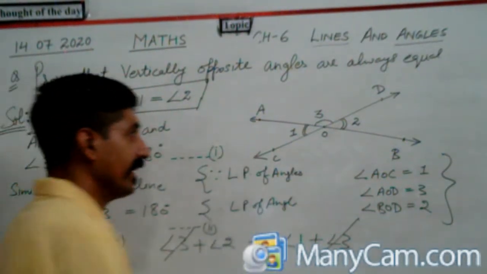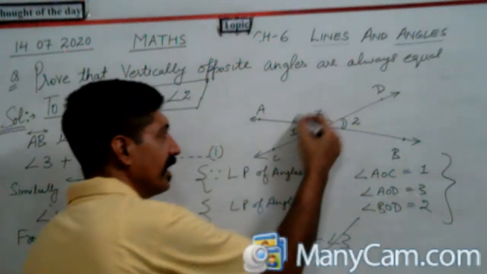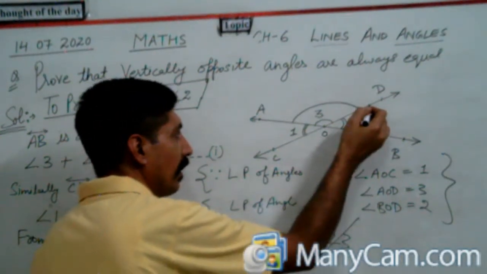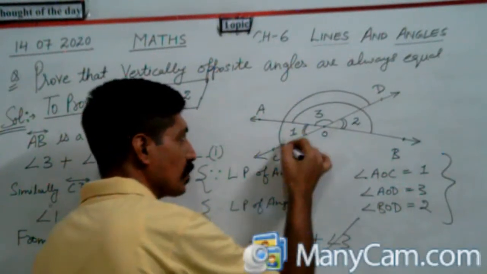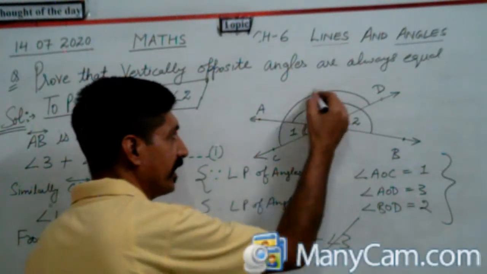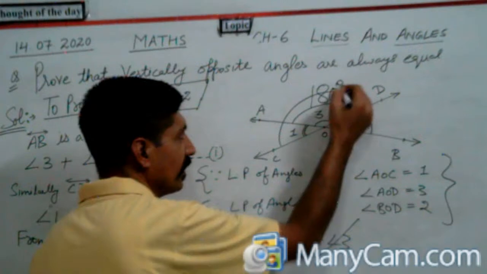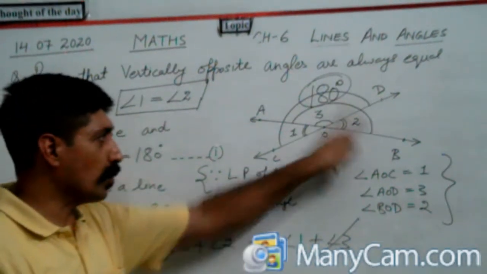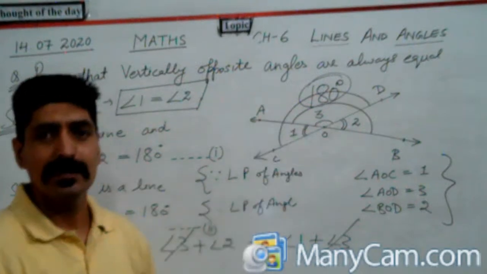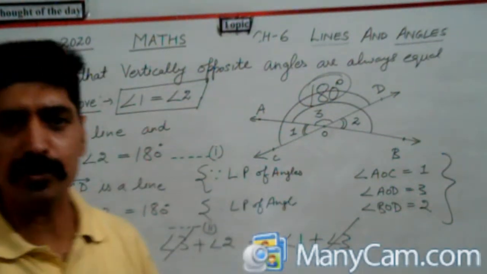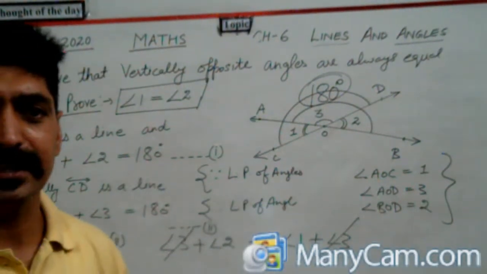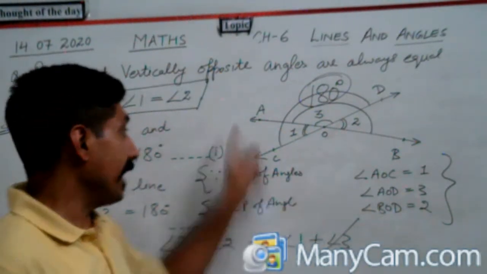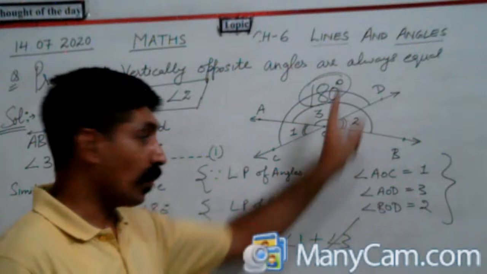We are writing here that angles 2 and 3 are a linear pair of angles, 180 degrees. Similarly, CD is the line, and these two angles are of 180 degrees. Right? So the 180 degree angle is the same. So 1 plus 3 and 2 plus 3 are equal. So 3 and 3 cancel on both sides. We are left with angle 1 is equal to angle 2, or angle AOC is equal to BOD.